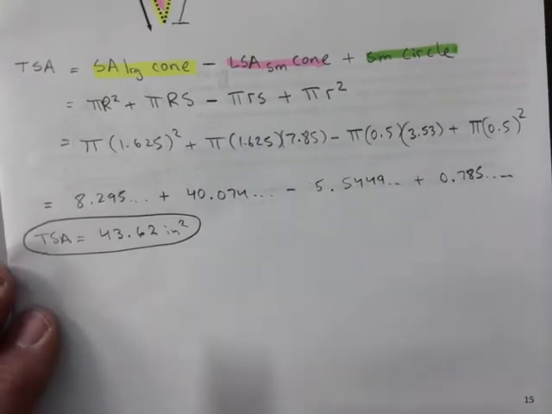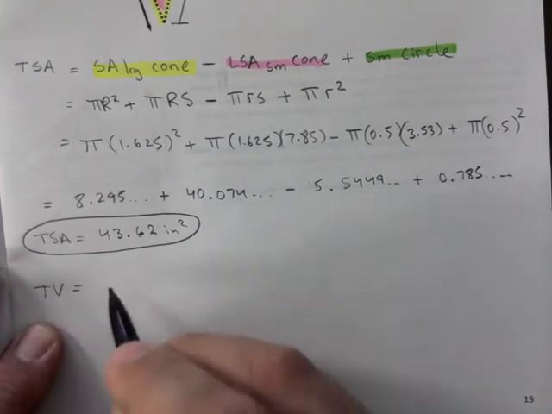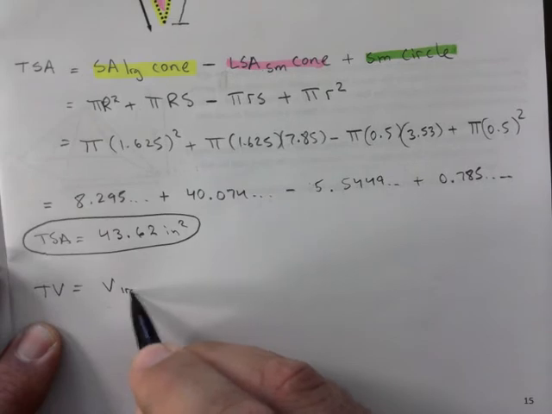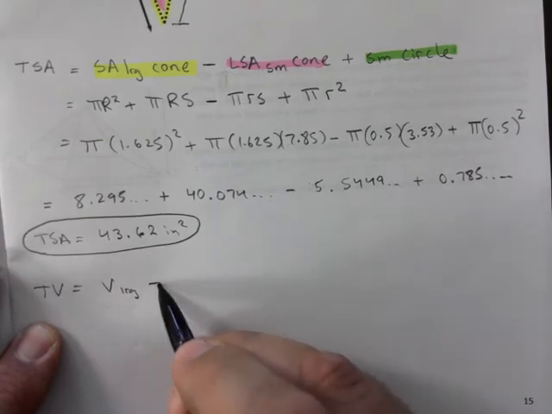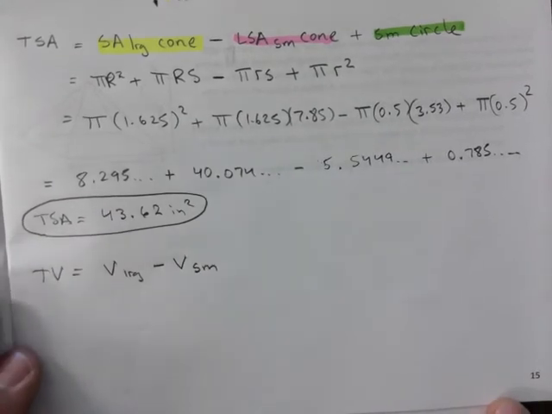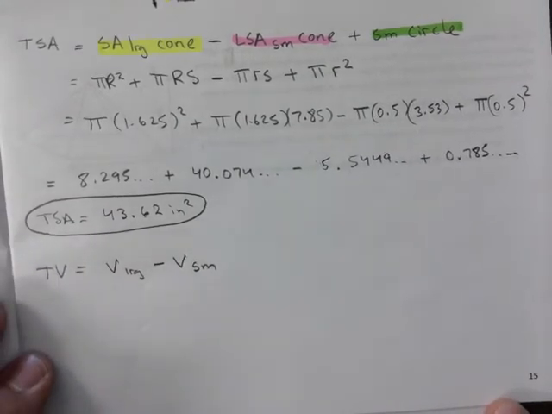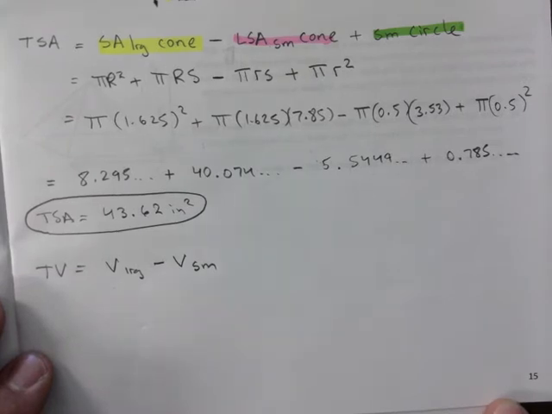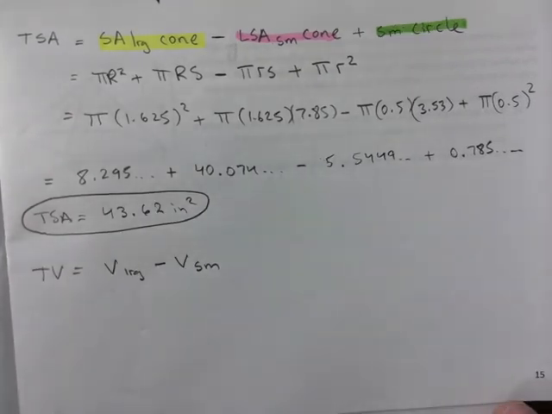Okay. Now total volume is volume of large minus volume of small. Right? That's all it takes for volume here. The only problem is, what does volume require? Height. Yeah, I need my height.